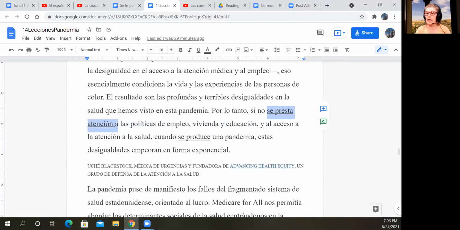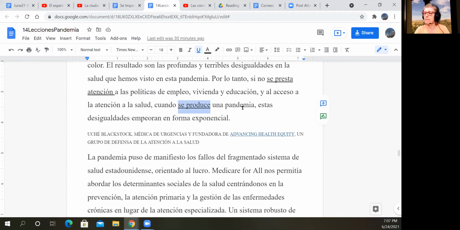Prestarse atención is to pay attention. See, aquí. That's another one of the things where you could read this as passive, like if one does not pay attention. Si no se presta atención a las políticas de empleo, vivienda y educación, if you don't pay attention, and here política does not mean politics. Here, política means policies. So política is one of those words that might have a couple of different meanings depending on the context. En este contexto, it's las políticas as policies of employment, vivienda, housing, right? Educación.